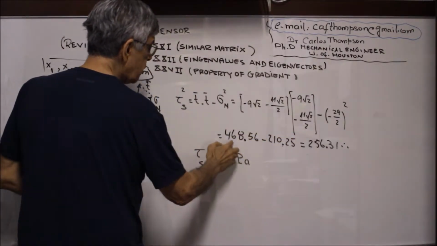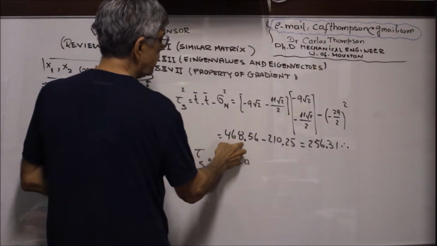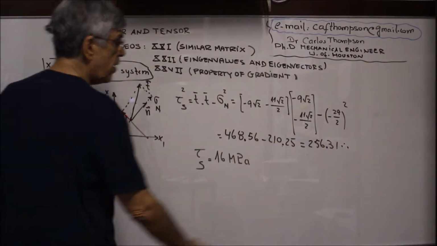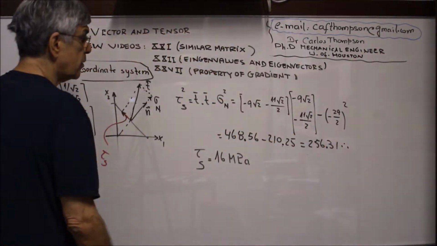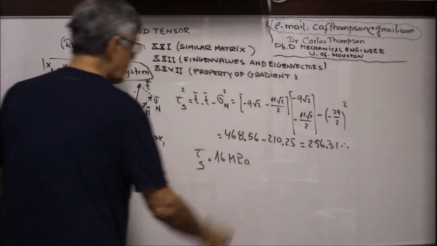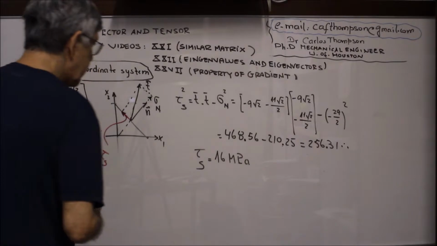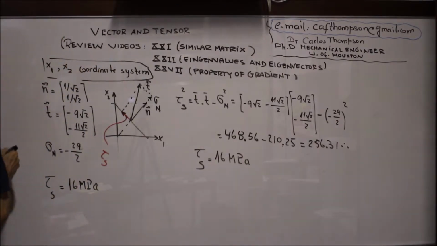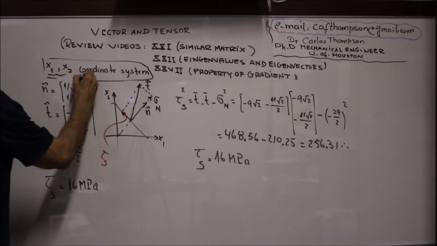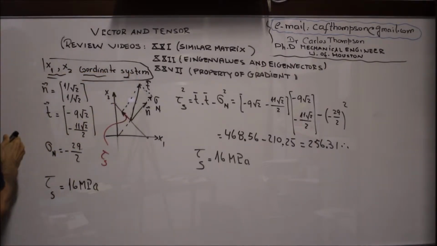So those are numbers. 468.56 minus 210.25. This is 26.31. The square root of 26.31 is approximately 16 megapascal. So let's write here. All this calculation here is for the x1, x2 coordinate.